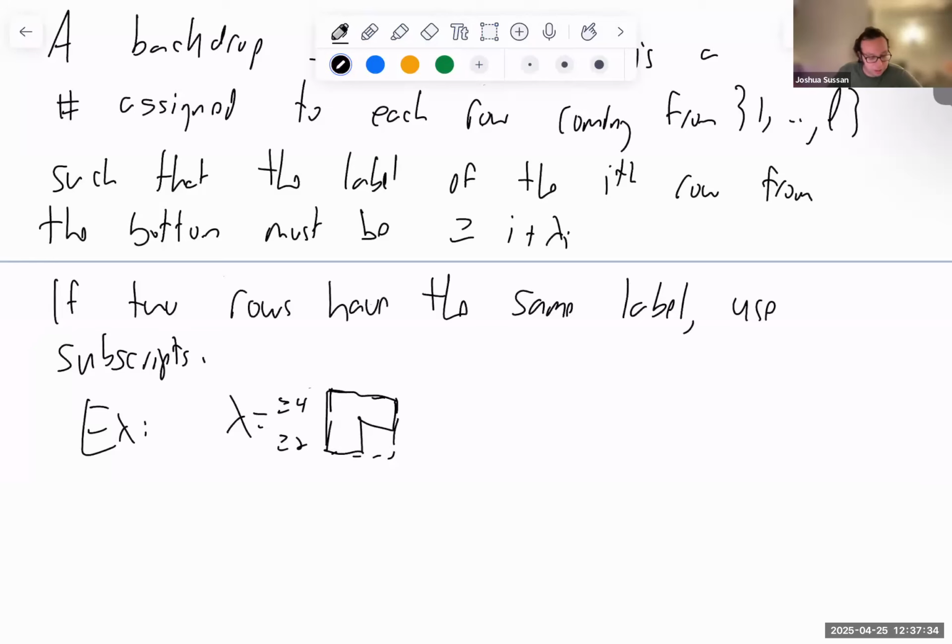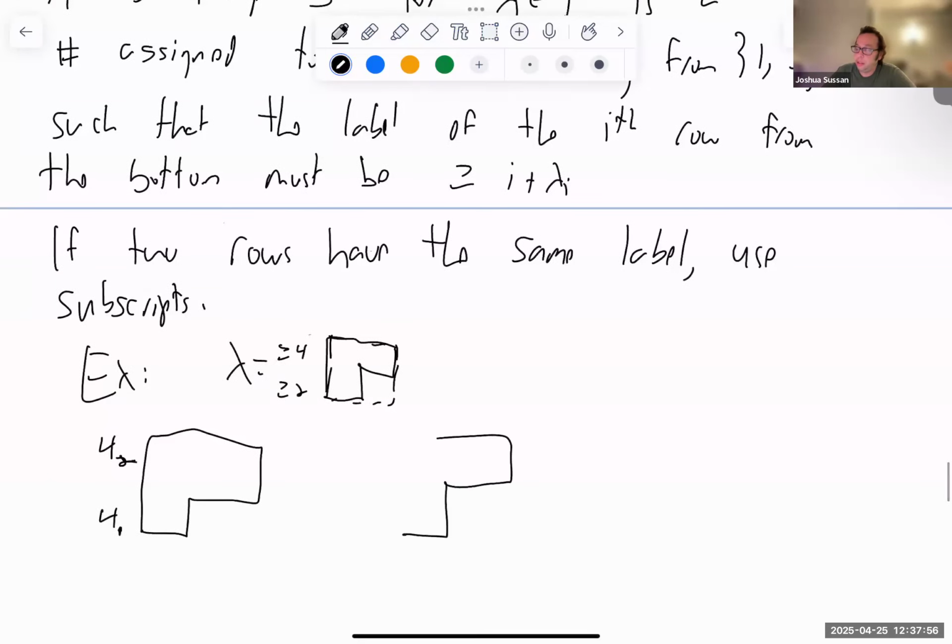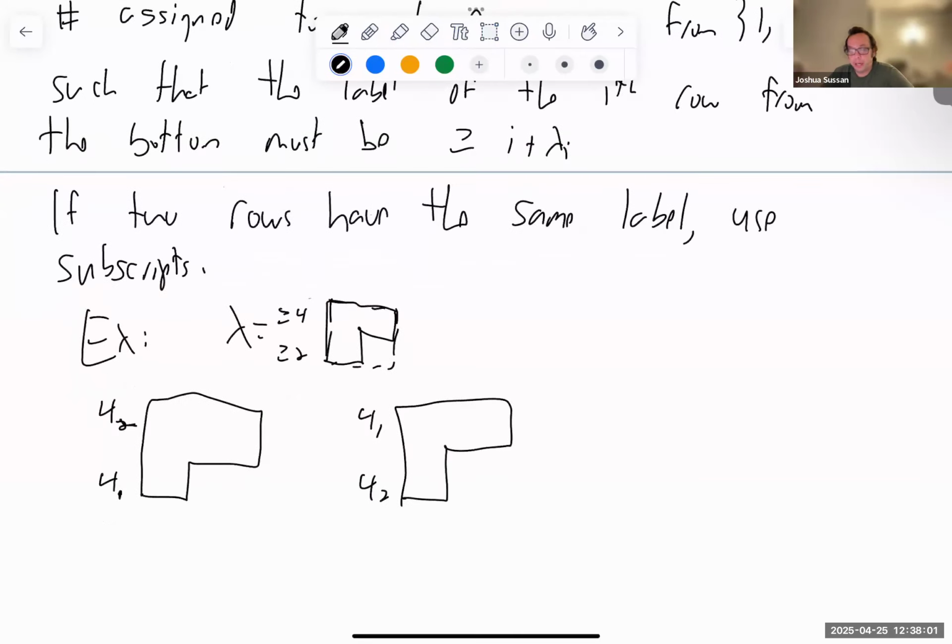There's a lot of possibilities, but here's one such possibility. I could label this bottom row 4. I have to label the top row 4. And now, since I have two things with the same label, I better use subscripts. So I'll put this 1 here. I'll put a 2 here. But I could have also said this is 4, 2, and this is 4, 1. Okay, I want to concentrate on these two, but there's many others. Another example could be, this could be 4, and this could be 2. Many other things.